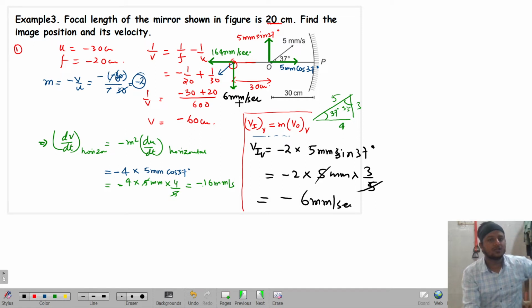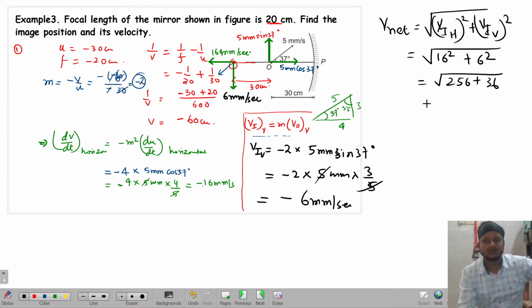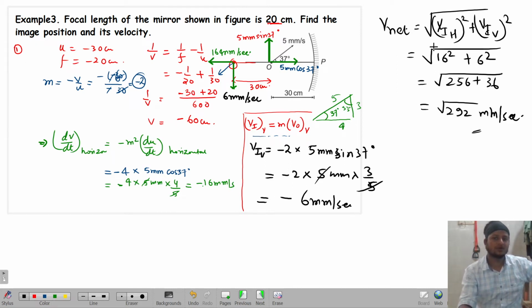When you have calculated horizontal and vertical, you can now calculate V net. V net is going to be how much? Root over velocity of image horizontal square plus velocity of image vertical square. So this is root over 16 square plus 6 square, that is 256 plus 36. Can you solve this or not now? So this is equal to root 292 millimeter per second. So first you got the net resultant velocity of the image.